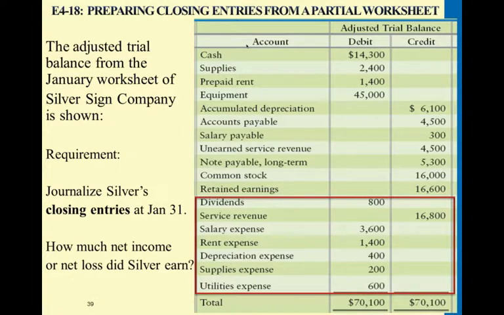Remember, permanent accounts, we don't close them out. We only close revenue, expenses, and dividends. So this is the information given to you. Try to figure out how to close them by doing four journal entries. And if it helps, you can also draw T accounts in your notebook to understand the process. But try to journalize the closing entries and see if you can figure out whether there's net income or net loss.